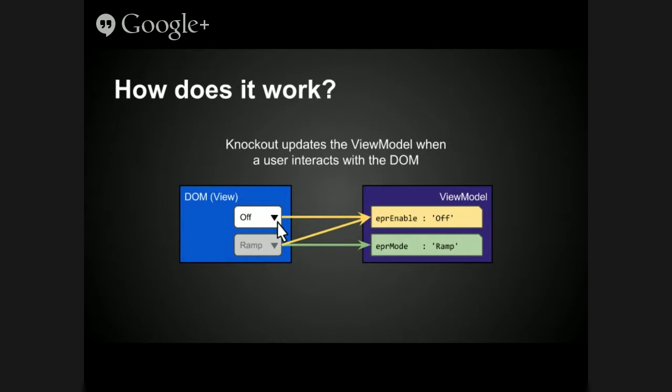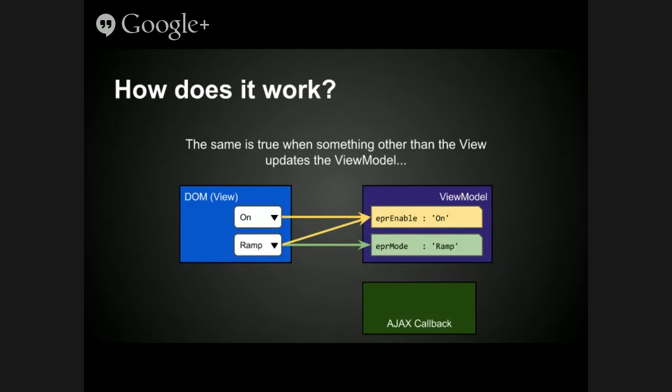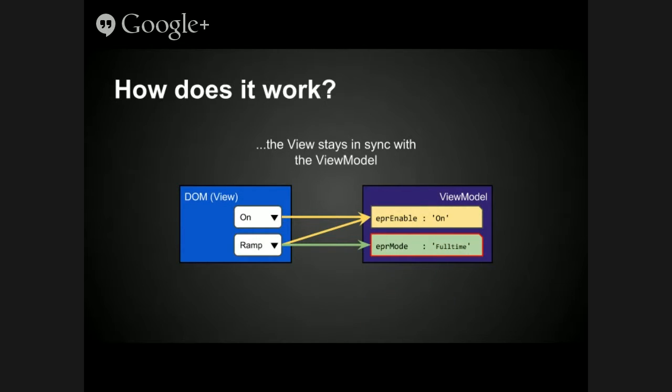So when the user interacts with the input and changes it to a new value, the view model automatically gets updated. Knockout handles all of that for you. Once the view model updates, then the view updates with that. So the enable state of the second dropdown changes to enable. Also, if something other than user interaction causes the view model to change, like if you had an AJAX call and you get a callback, when the view model changes from that update, the view reflects that change.